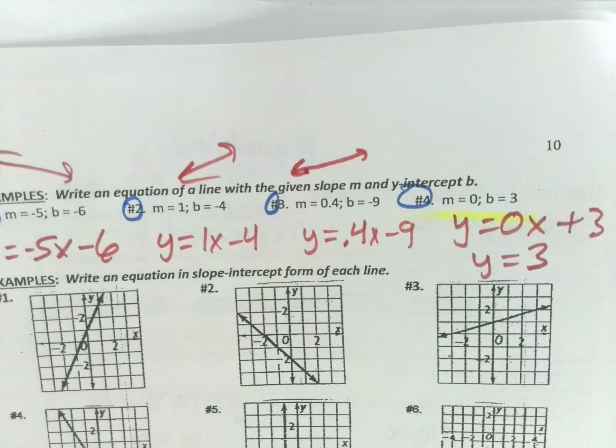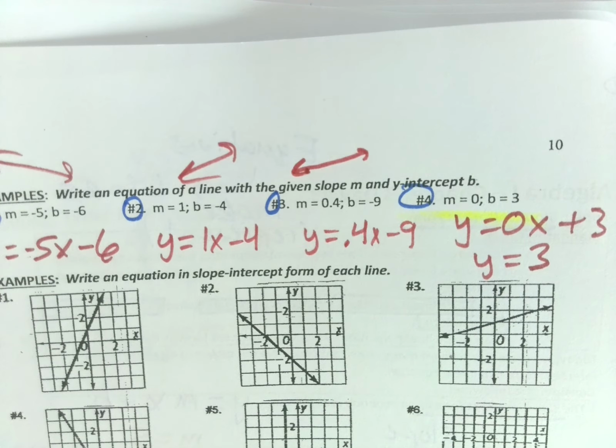What do we know? Hunter, what do we know about y equals a number? What kind of line is that going to make? A number line. Right? It's going to make a horizontal line because we know the slope's 0. So y equals a number, y equals 3.